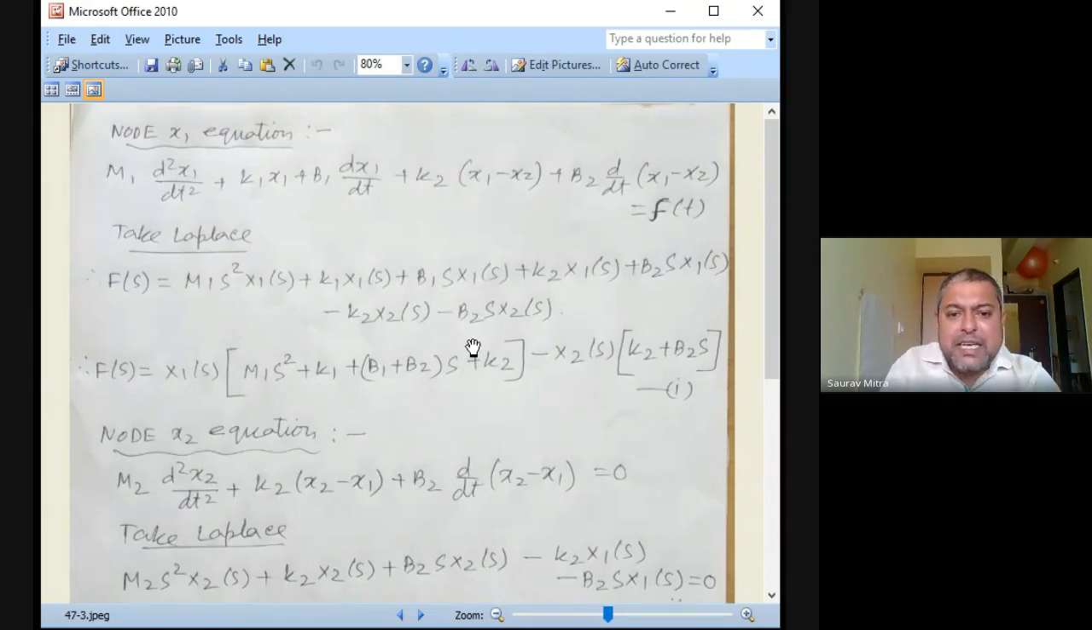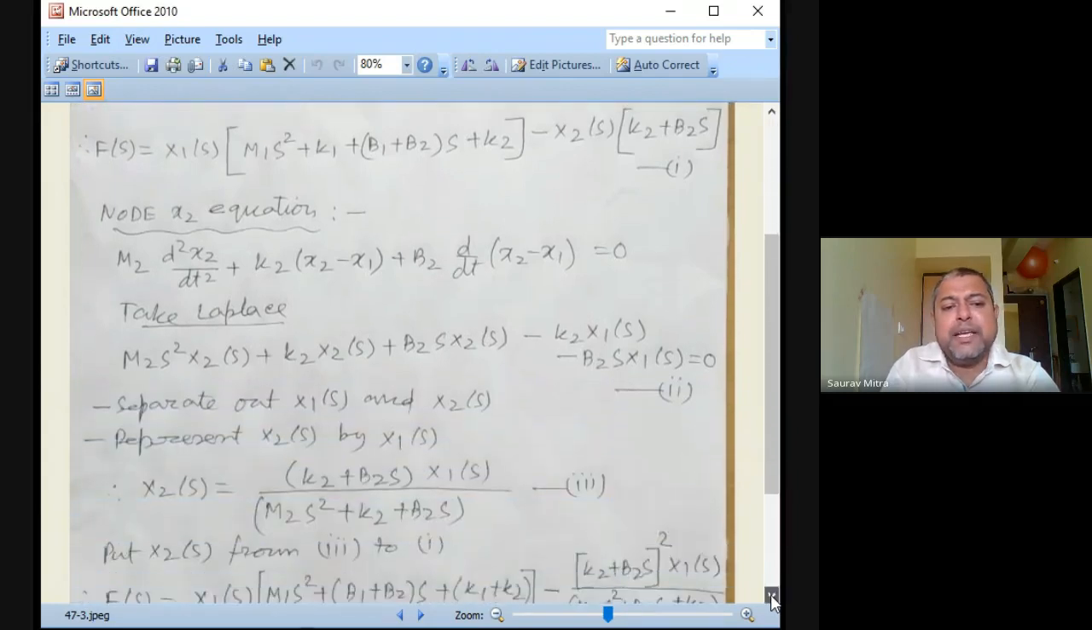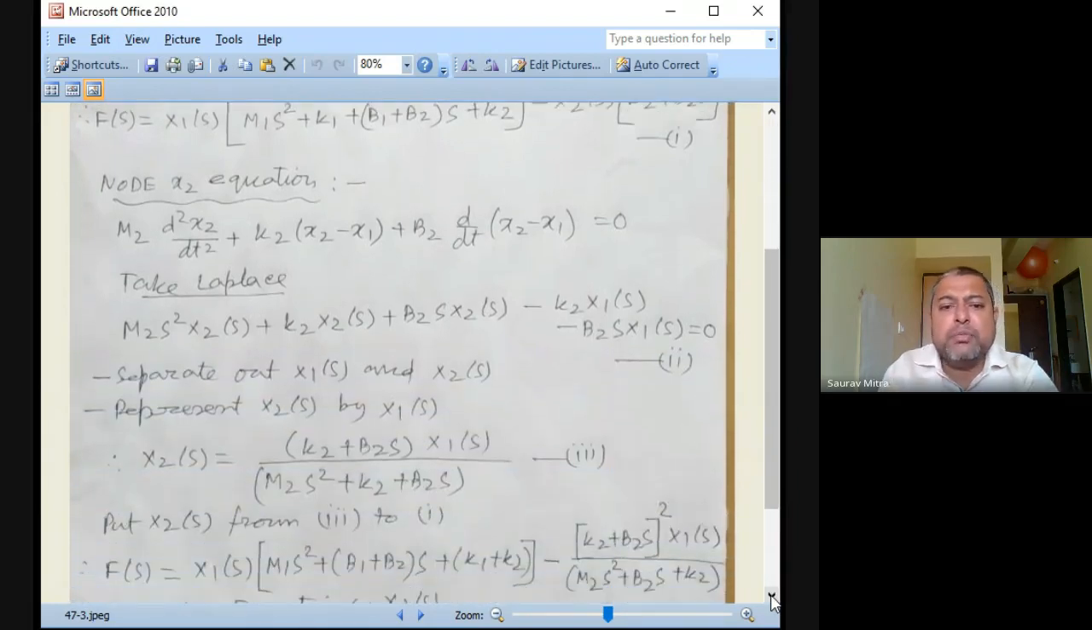Okay, so very fast I have done it. And then check the second loop. In the second loop you found that k2 and b2 were common between x1 and x2. So now I am writing the equation for node x2, that's why x2 minus x1 has come for k2. b2 also, d/dt of x2 minus x1 has come, because now I am writing the node equation for x2. And here also you have to write m2 d2x2/dt2.